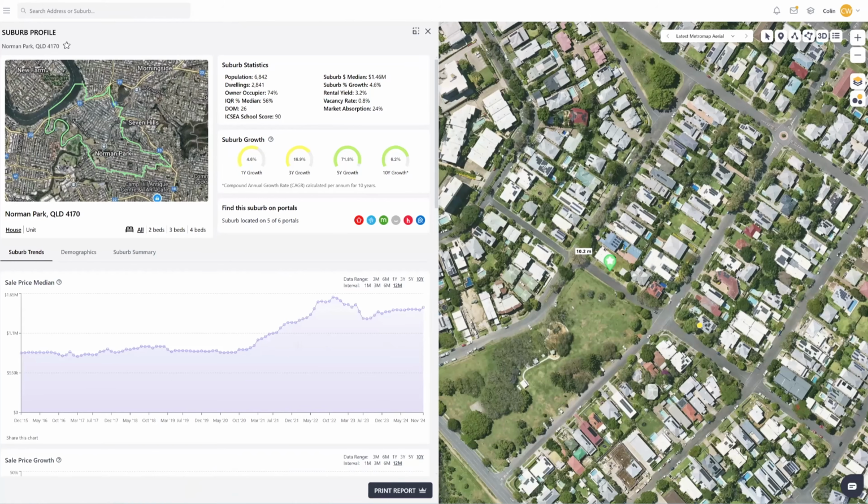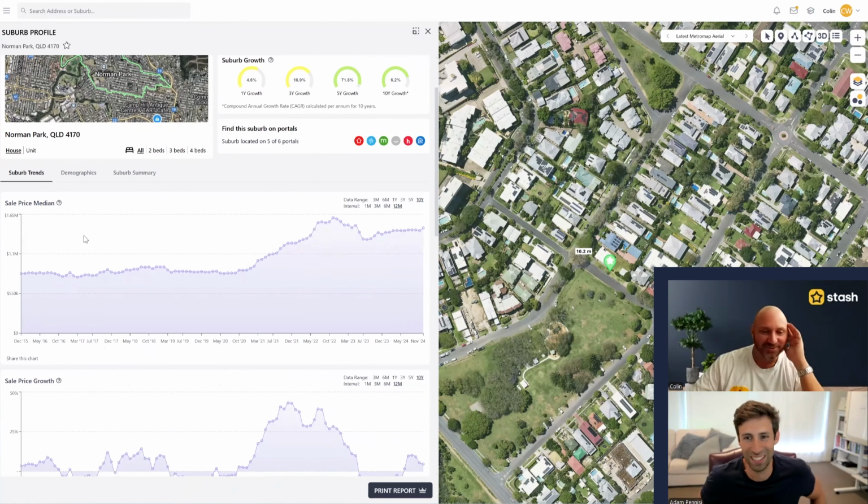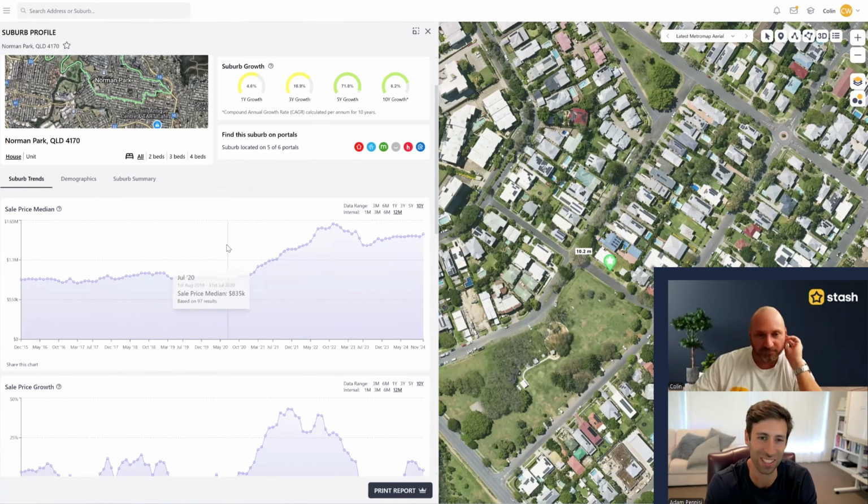So it's just really quick to go, okay, don't trust anyone, bring it all in, get all the information. I trust you more than I trust Domain, with all due respect to Domain. So it's a free service.